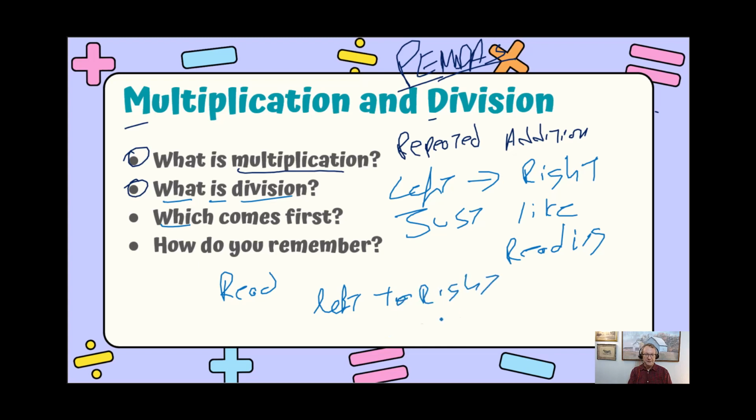So what this means is if you have a problem such as 4 times 3 divided by 6, you do 4 times 3 first, which will get you 12. So 4 times 3 is 12, and then you would divide 12 by 6 to get 2.